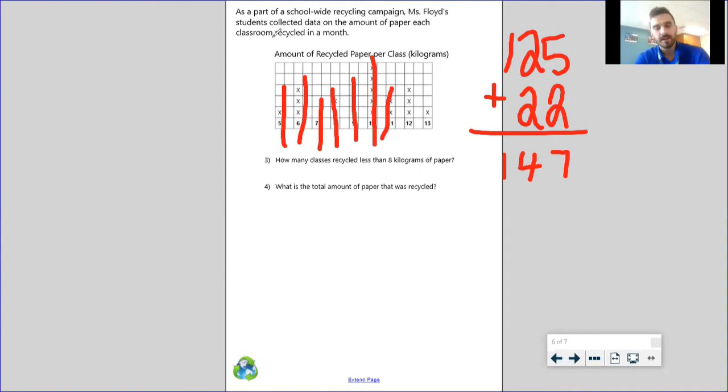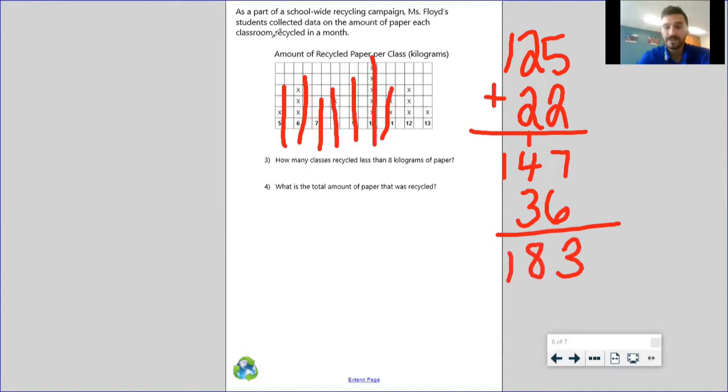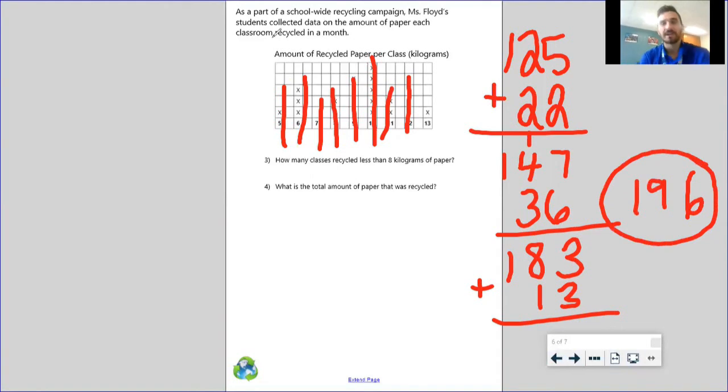Now we're looking at 12 kilograms of recycled paper. 3 classes that did it. 12 plus 12 plus 12, or 12 times 3. That gives us 36. We'll add those together. Right now I'm sitting at 183 kilograms of recycled paper, with 1 last class left that recycled 13 kilograms. And if I add those together, that would give me a total of 196 kilograms.